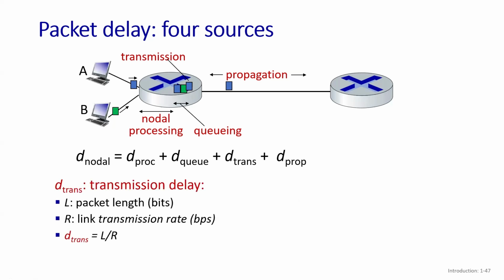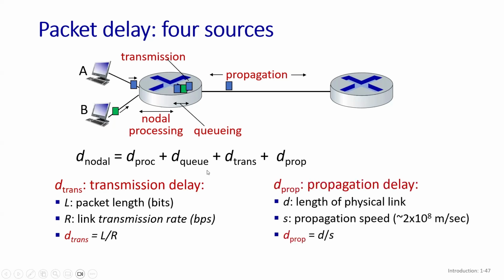The third type of delay is called the transmission delay. We talked about it earlier. Transmission delay is L by R. L is the bits, the packet length, and R is the transmission rate. Finally, the propagation delay is the time that it will take for the packet to be sent from one node to another node. It depends on the distance, how far they are from each other, and it also depends on the speed at which the packet is going to be transmitted.